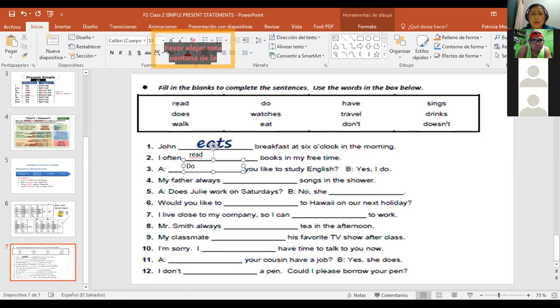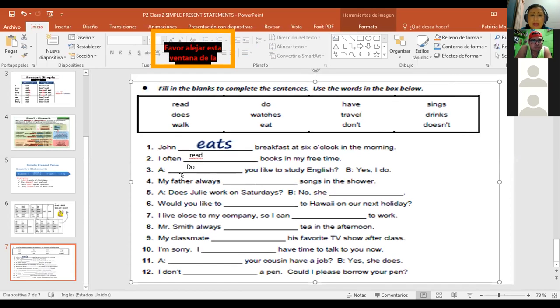Okay, es "do you", ¿verdad? ¿Por qué es "do you"? Porque estamos utilizando el auxiliar, porque estamos frente a una pregunta. Aquí tenemos un question mark. Y vemos que el sujeto es you. Entonces, para you, utilizamos el auxiliar do. Do you like to study? Do you like to study English? Y la respuesta, yes, I do.